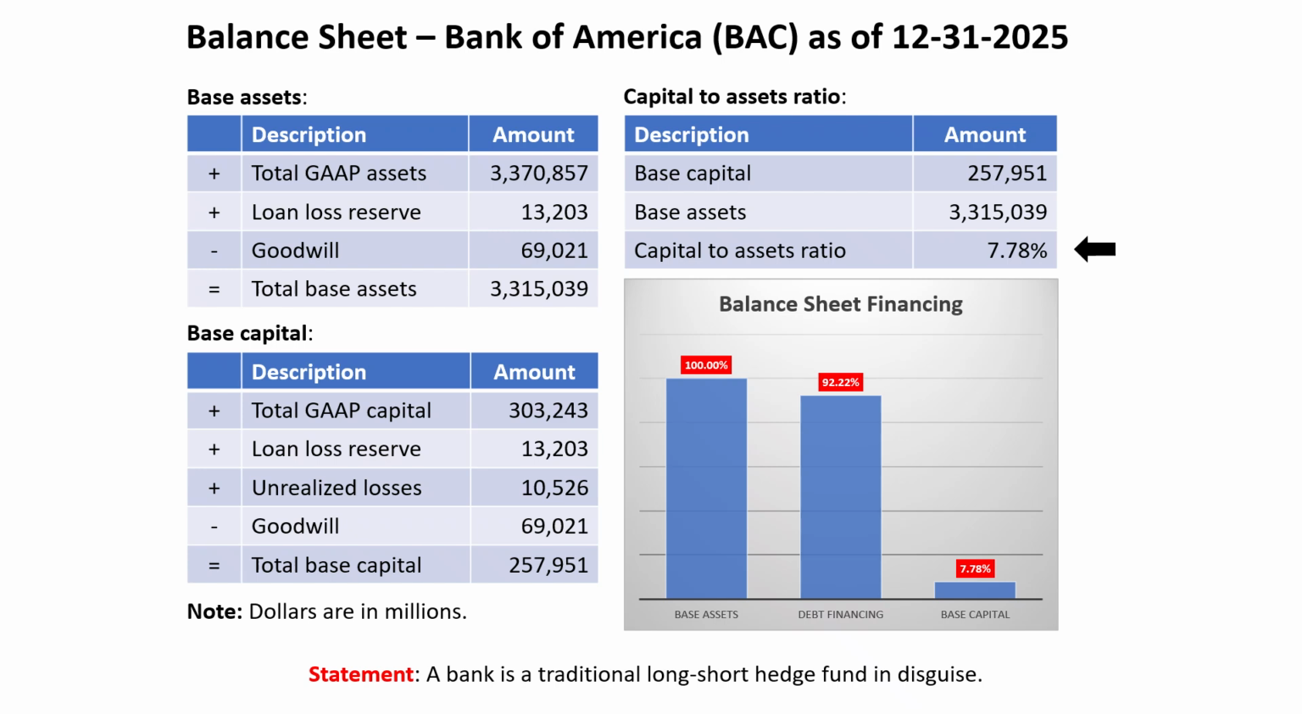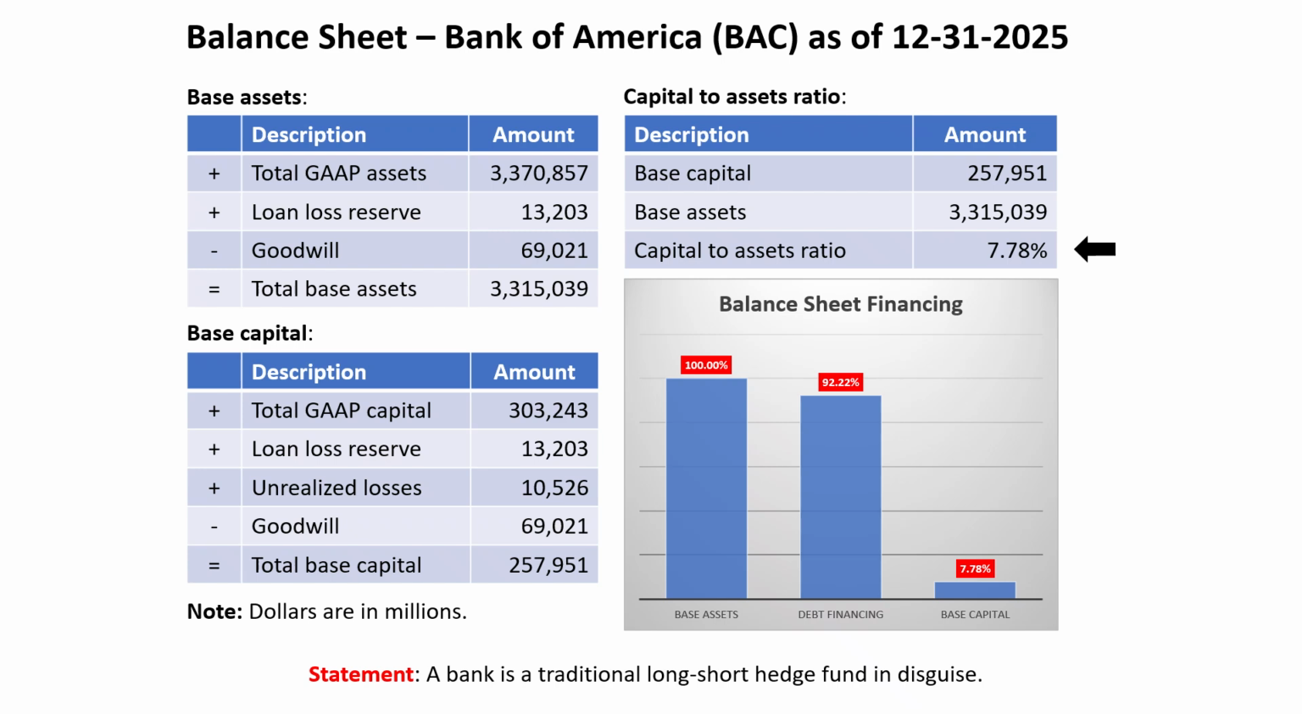So if we go to the top right-hand side, the capital to assets ratio, remember when I said that banks are all about leverage? This is what I mean by leverage. We have base capital of 257, but we have base assets of 3315. So the capital ratio is only 7.78%.